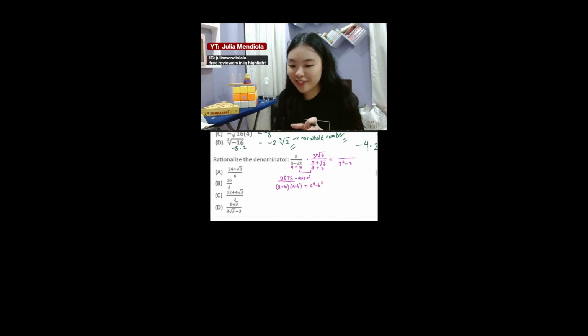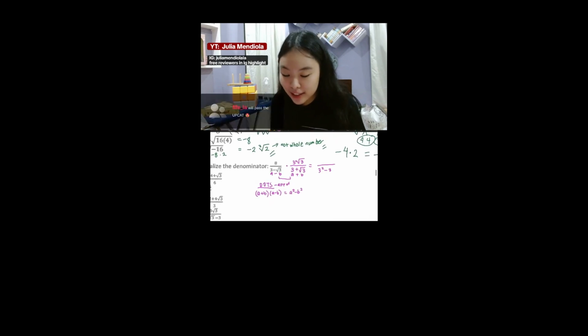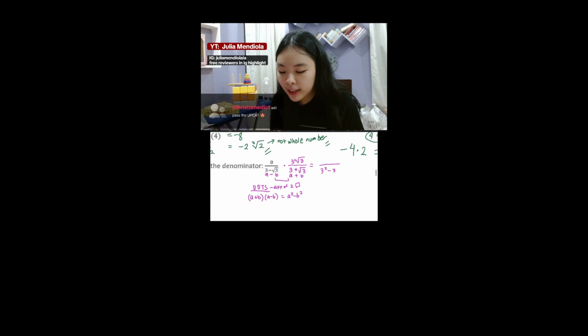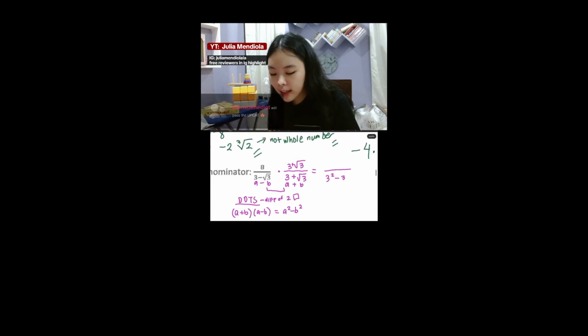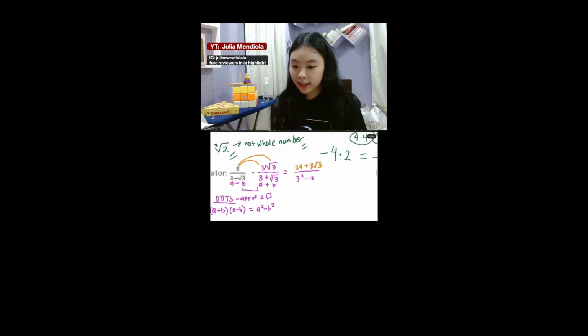Ang mawawala ang square root. Kasi bawal magka-square root sa ilalim. Bawal magka-square root sa ilalim. Kaya na-cancel siya gamit ang difference of two squares. Ayan. So, ano na ang matitira sa taas? Yung taas naman, i-multiply din natin dito. So, i-distribute natin siya. 8 times 3 is 24 plus 8 times square root of 3. Ngayon, i-simplify na lang natin siya.